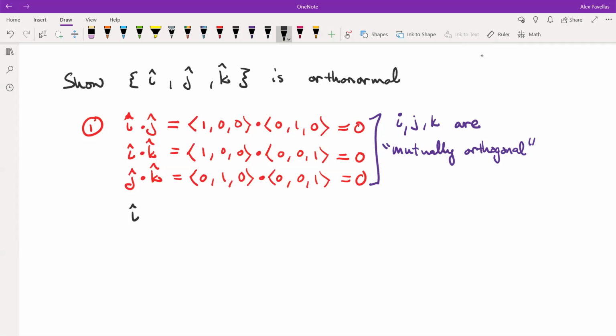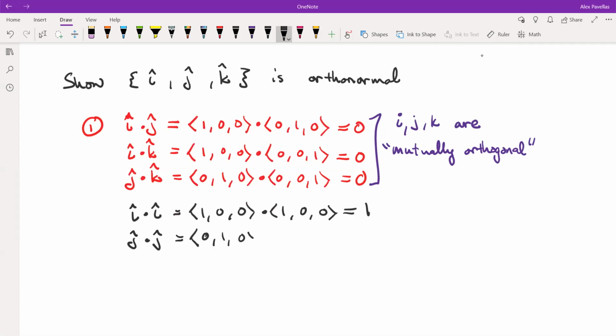So i dot i, well, that's (1, 0, 0) dotted with (1, 0, 0), and that's 1 times 1 plus 0 times 0 plus 0 times 0. So that's 1. Cool. What's j dot j? Well, that is (0, 1, 0) dotted with (0, 1, 0), and that's also 1, right? Because it's 0 plus 1 plus 0. Okay, yeah. And then what's k dot k?